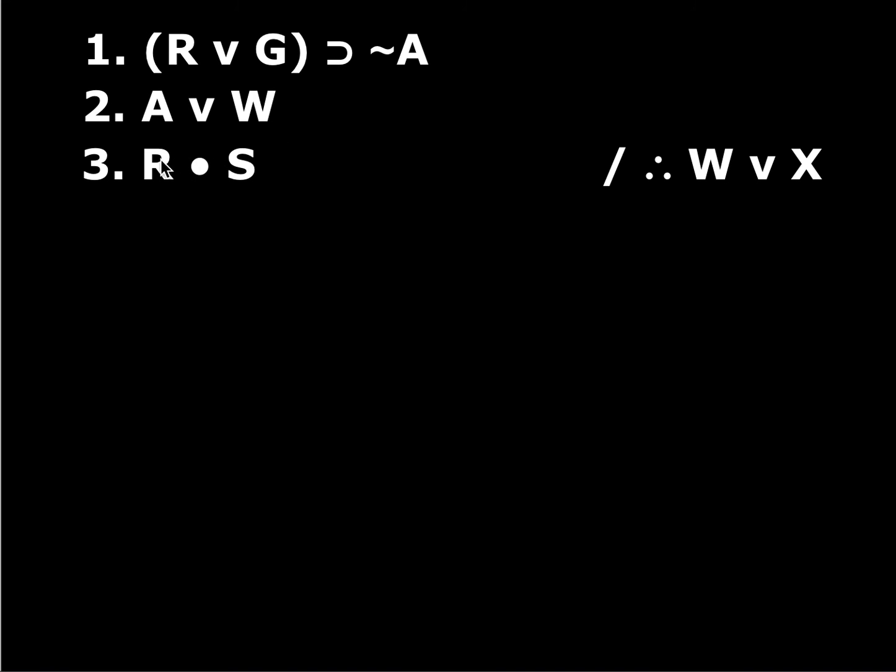I've got R and S. I can simplify R. Once I've got R by itself, I can go R or G by DI to get this antecedent. Once I've got that, I can get not A by modus ponens, and then once I have not A, I can get W by disjunctive syllogism, and then once I have W, I can get W or X by DI again. Okay, if that was too quick, just watch.